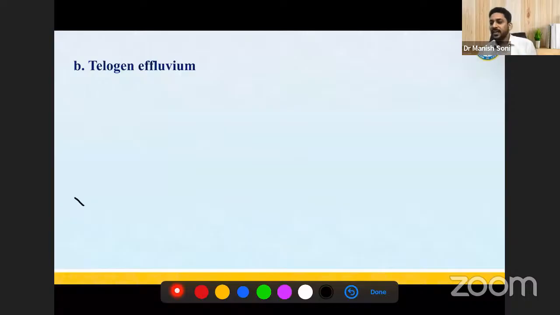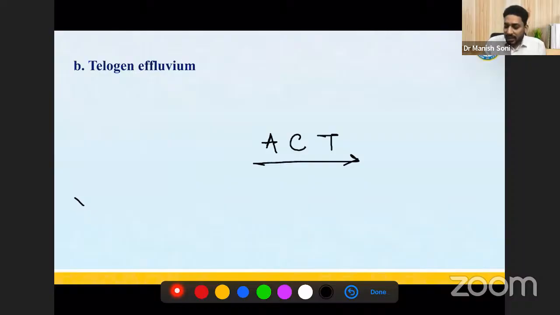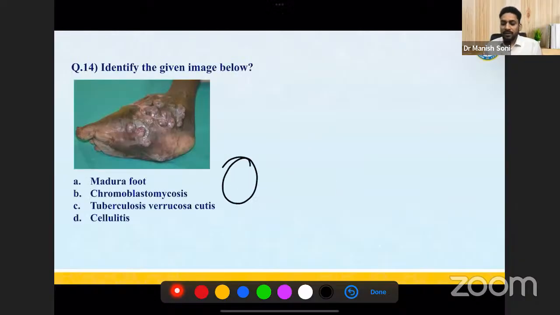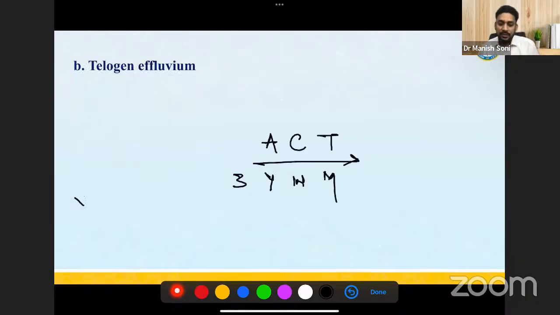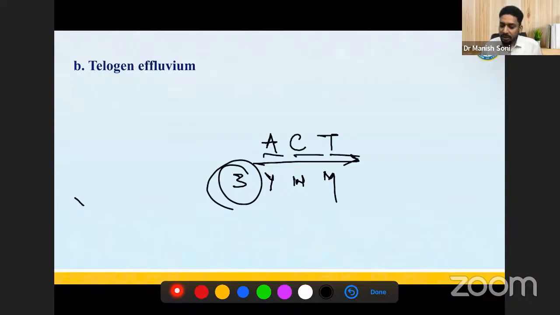Yes, rule of 3. So this also I told you in my class. The hair cycle has 3 stages: anagen, catagen, telogen, and these phases last for 3 years, 3 weeks, and 3 months. So you can very easily remember these points. 3, 3, 3. Anagen, catagen, telogen. This is for 3 years. This is for 3 weeks. This is for 3 months.